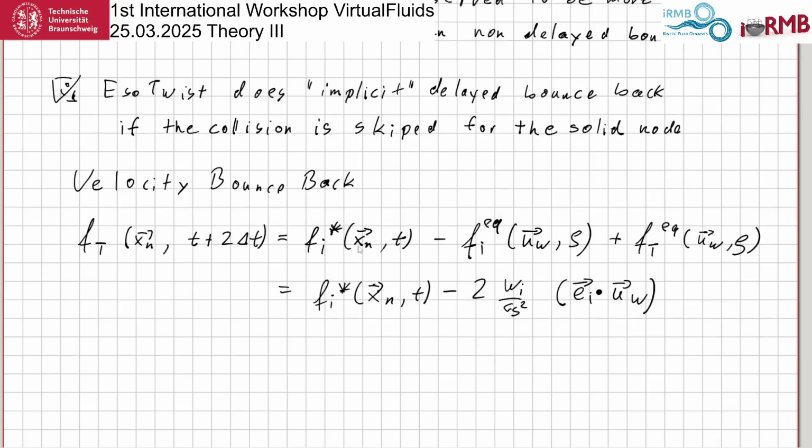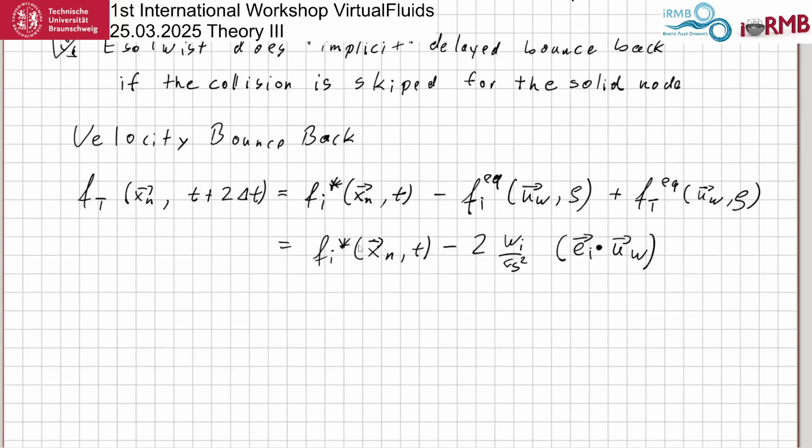Okay. But anyway, now we assume that the boundary is always in the middle between two lattice nodes, and this is in general not sufficient. Therefore, we need some interpolation, and the way we do it, and this is not the only possibility, we are using one-point interpolation bounce back.